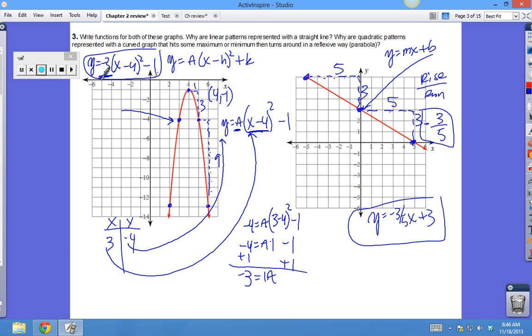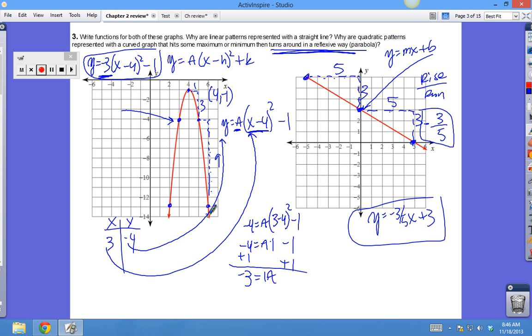Okay, what about this question? Why is a linear line straight, but a quadratic is curvy? Okay, it's curvy because we talked about first, you're going over 1 down 3. Then the next time is over 1 down 9. So each time you go over, it's going to get steeper and steeper.